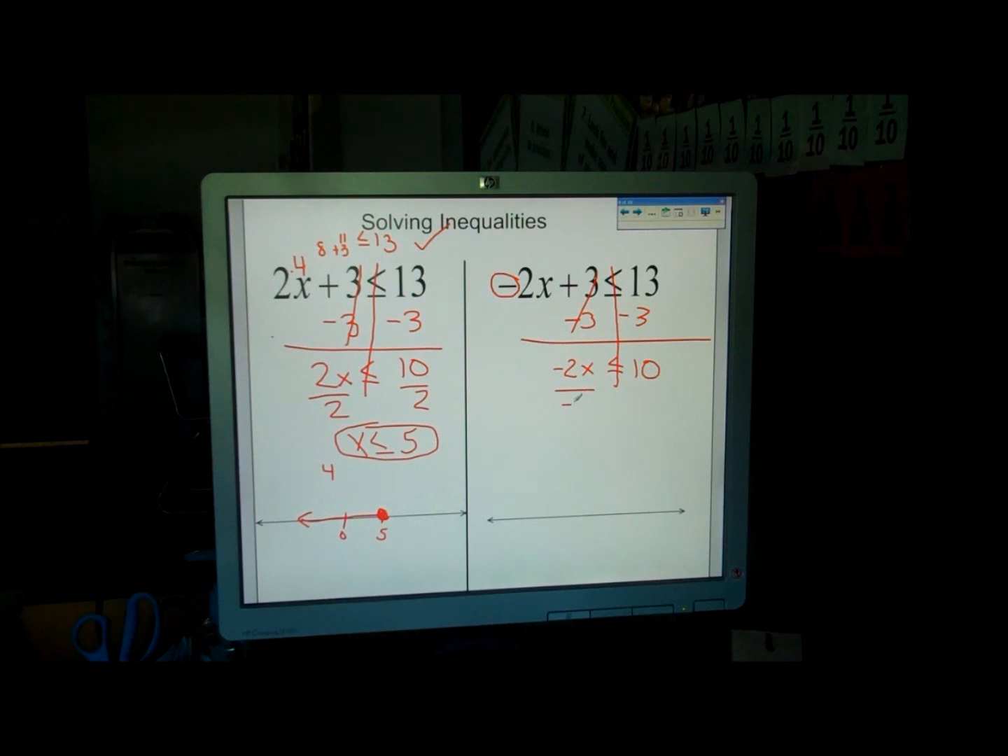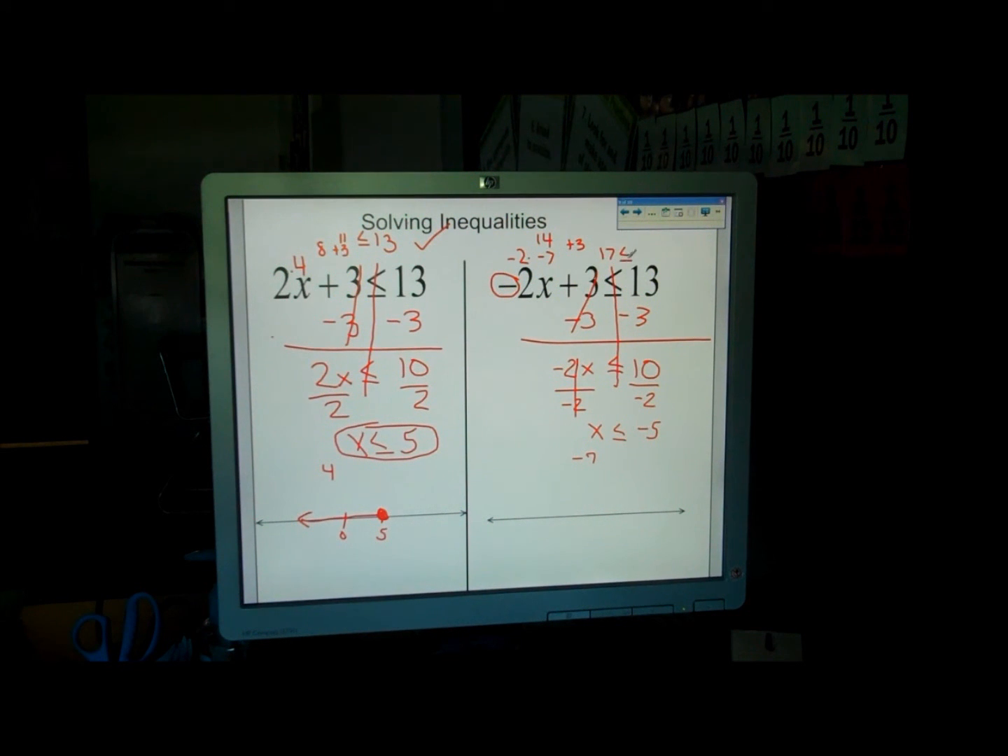We're going to divide by negative 2. Divide by negative 2. Those cancel. X should be less than or equal to negative 5. Well, let's test that and see. A number less than negative 5 would be negative 7. So if I did negative 2 times negative 7, what does that give me? Positive 14 plus 3. 14 plus 3 is 17.